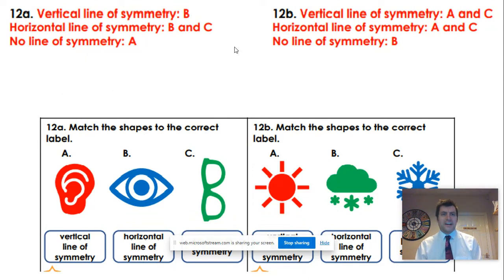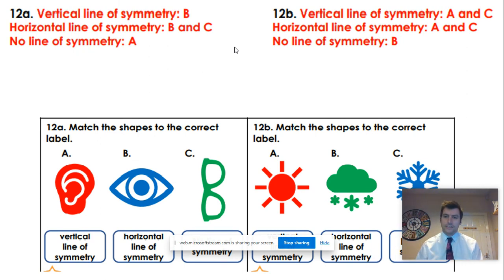And then the horizontal line of symmetry, that eye can also be cut the horizontal way, but so can those glasses, because the glasses have been tipped 90 degrees, so now if we cut through them, each eye of the glasses would be cut in half, would be the same. Then for 12B, we've got that vertical line of symmetry for A, with our sun and our snowflake, and also a horizontal line of symmetry for A and B. But the cloud is not symmetrical due to the fact that it's not even either side or top and bottom.